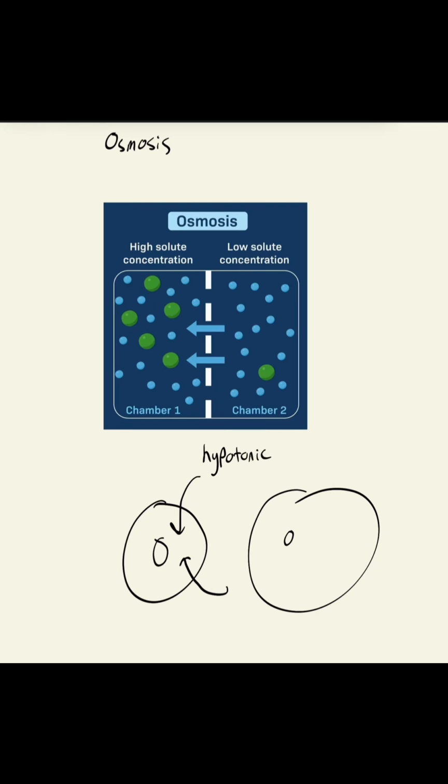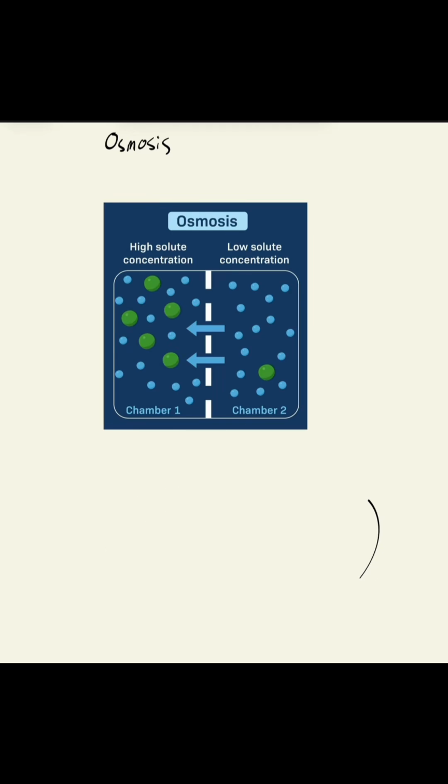Now, hypertonic is the opposite. That's when the external solute concentration is higher than the inside, so water moves out of the cell. The cell shrinks in a process called crenation in animal cells and plasmolysis in plant cells.